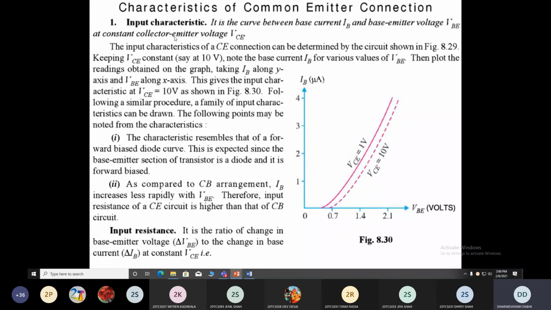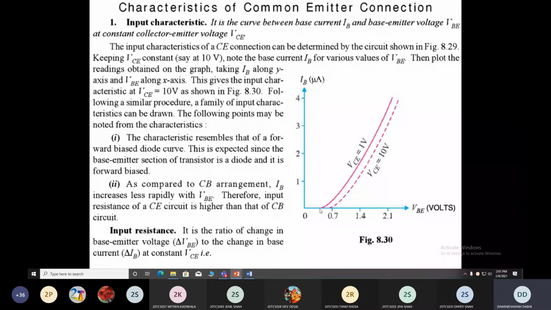So as you know, input current and voltage in the common emitter is what? Base current and base to emitter voltage. That is the input voltage and current. Clear? So this characteristic is base to emitter voltage versus base current. You can see that this characteristic is drawn for a constant value of collector to emitter voltage. So the first dark line is the characteristic for collector to emitter voltage of 1 volt, and this one is for collector to emitter voltage of 10 volt. Clear? So for different constant collector to emitter voltages you get different characteristics.